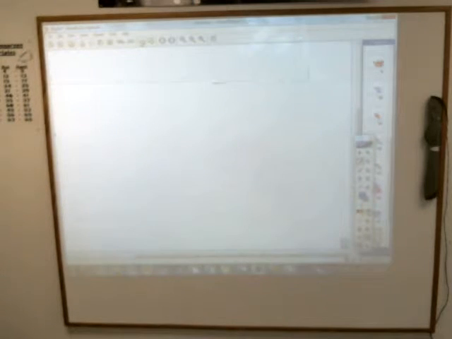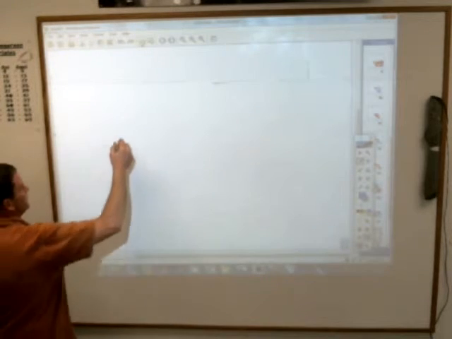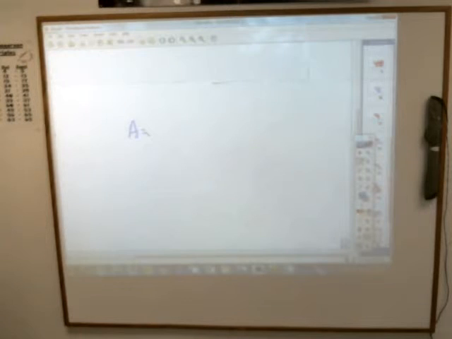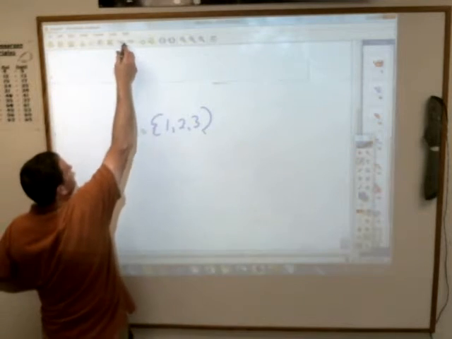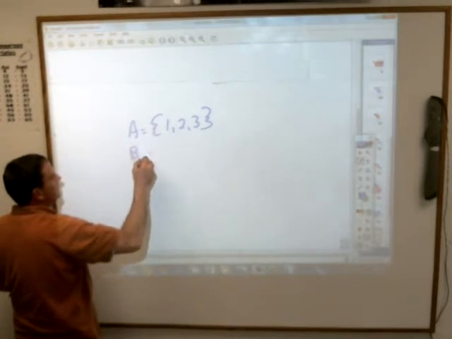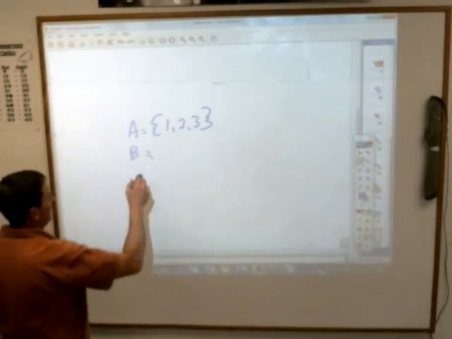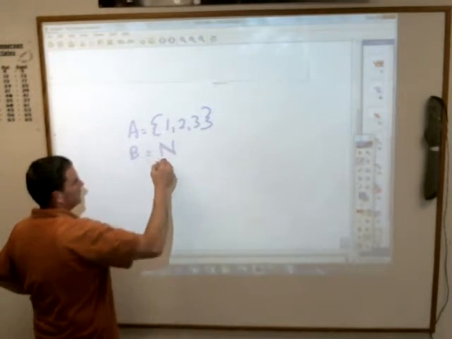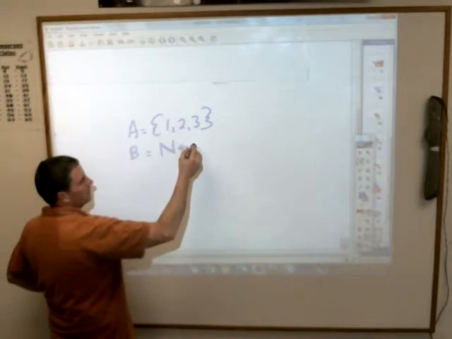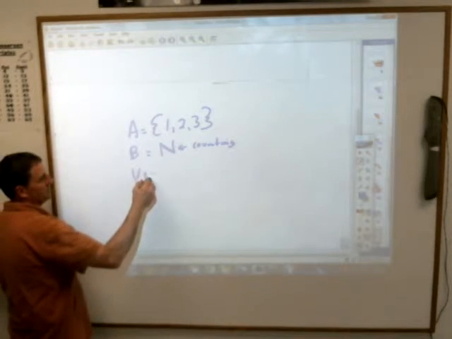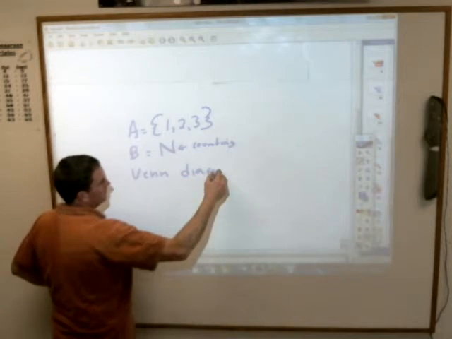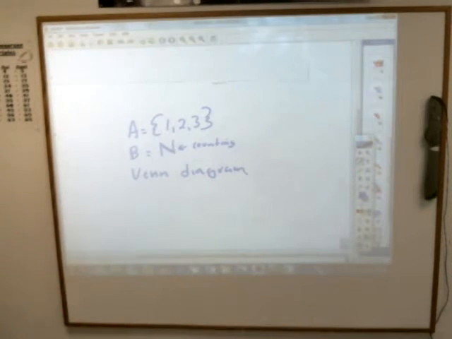Let me do one more example from the book here. Use a Venn diagram. Let's do this. If A equals 1, 2, and 3, and we're going to get a little crazy on you here, B equals the letter N with this little thing here that goes like this, which is what? What is it when you see that N? All counting numbers. Natural numbers. Draw a Venn diagram to show that. How would you do that?